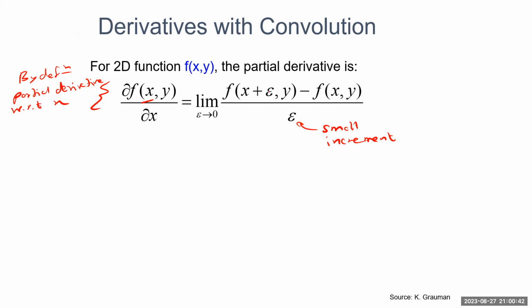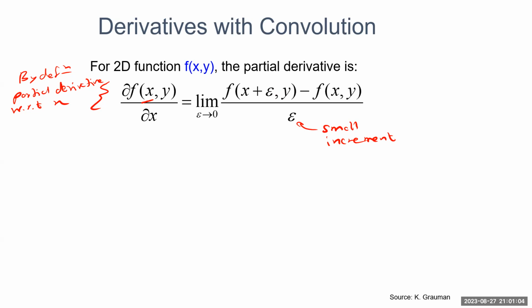Divide by the small increment, add the small increment to x, keep y as a constant, and then send the limit to 0, right? So this is the basic definition of a partial derivative. This is like differentiation by first principles, right?